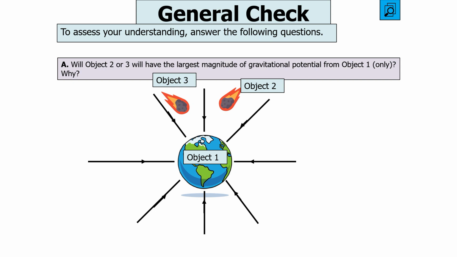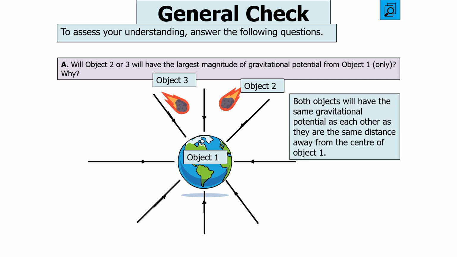Will object 2 or object 3 have the largest magnitude of gravitational potential from object 1 only, and why? Both objects will have the same gravitational potential as each other as they are the same distance away from the centre of object 1.